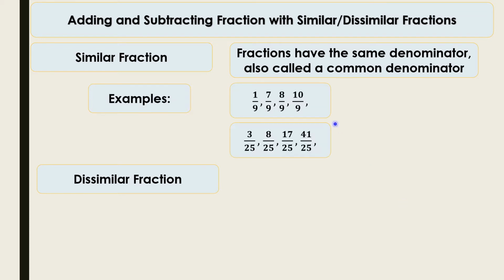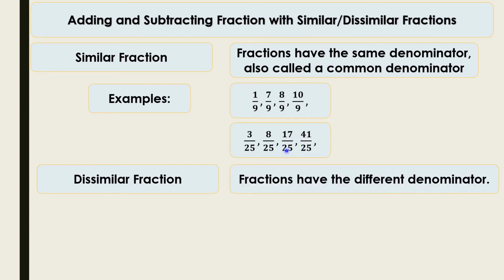As you may see, set 1 has the same denominator, and in set 2, again, they have the same denominator. While dissimilar fractions have different denominators. An example is 3 over 7, 8 over 5, 1 over 13, 11 over 25, and set 2 is 3 fifths, 8 over 15, 7 over 23, and 1 half. So these are sets of dissimilar fractions that are different.